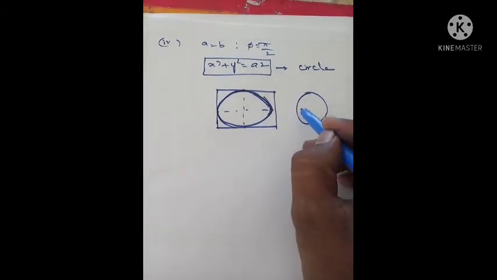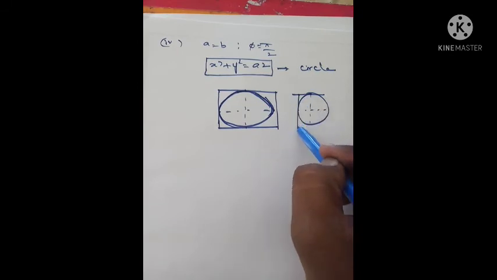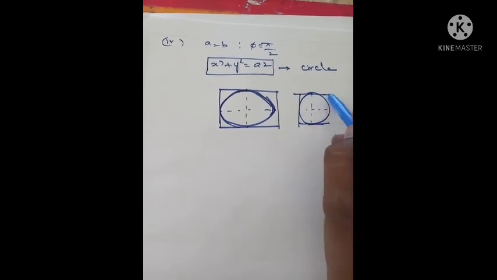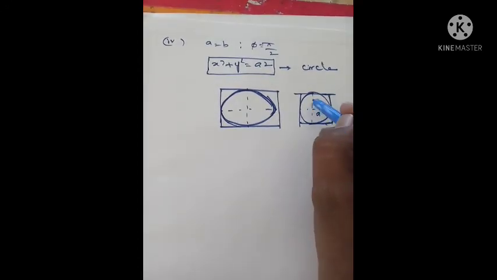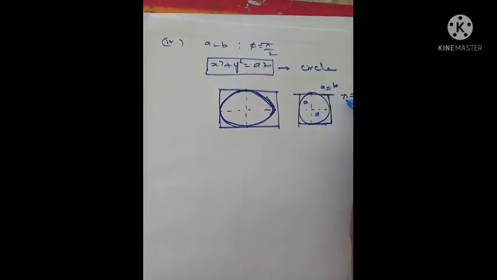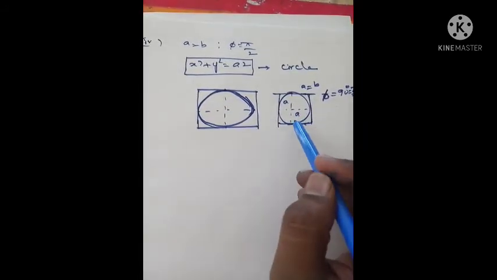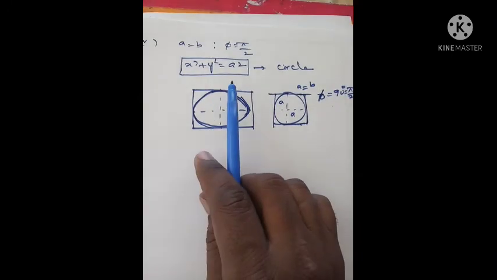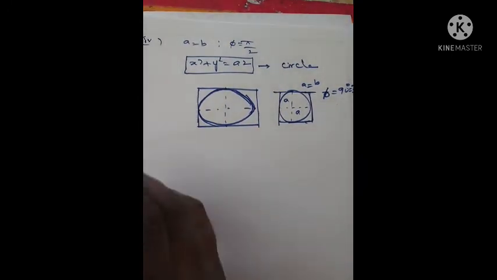This is the equation in the case a equal to b and phi equal to 90 degrees, that means pi by 2. So this is all about the circle: x square plus y square equal to a square. Now case 5.